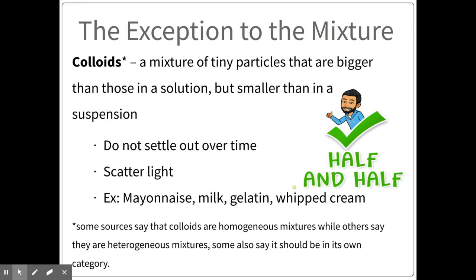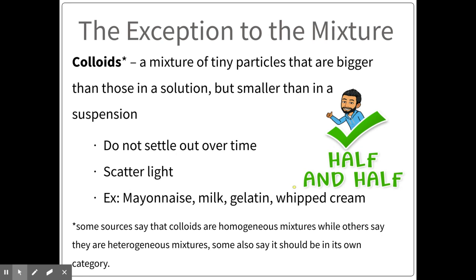They're like the solutions, which are homogeneous, in that they don't settle out, but like suspensions, which are heterogeneous, they also scatter light. So they have characteristics of both. Examples of this would be mayonnaise, milk, gelatin, whipped cream. It's not going to let light pass through it, but it also doesn't settle out into layers. And there's a little bit of controversy with how they should be categorized because there's so much in the middle. But the bottom line is they're kind of like the half and half types of mixtures.